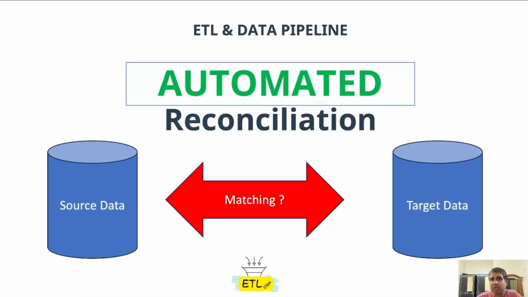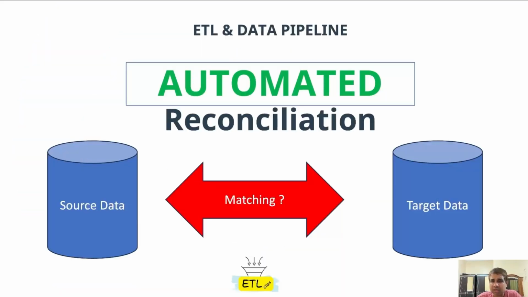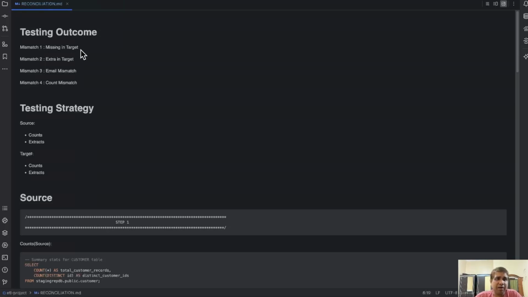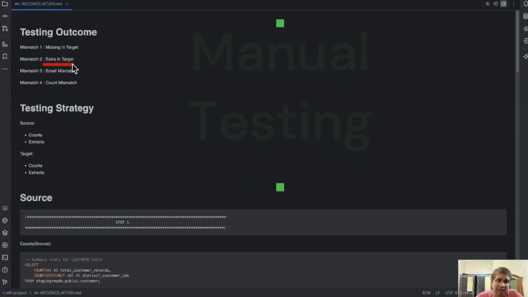Hello friends, in this video we are going to see how to do automated reconciliation testing. You have to match your source data with target data in an automated manner. In the earlier videos we have seen how we performed the testing which covers missing in target and extra in target which is missing in source, and the data mismatch and the count mismatch.